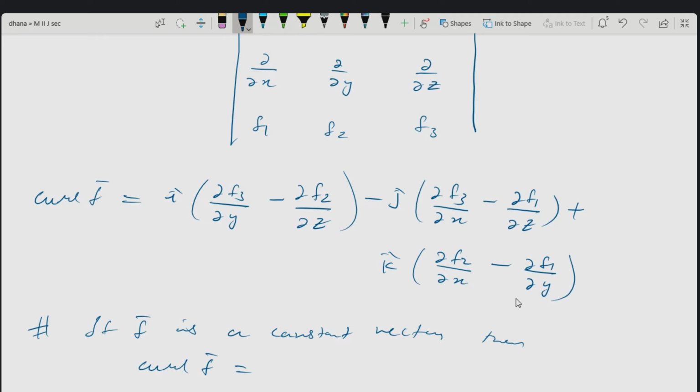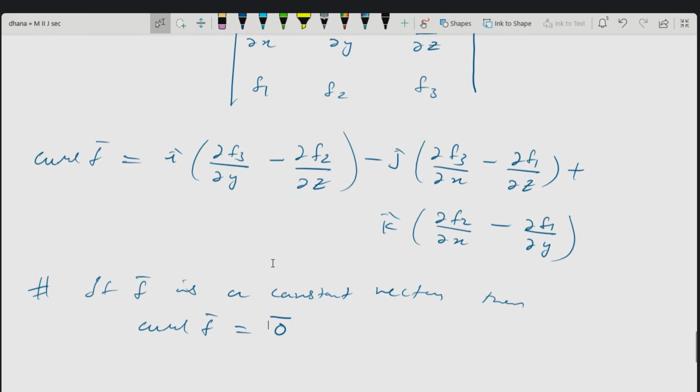What should be curl of f bar? Zero. Zero bar, null vector. Very good. 0 bar you will get, because curl f bar is a vector point function. So instead of just writing 0, a scalar value, you write a vector value. On the 0 you have to put a bar, because curl of f bar is not a scalar value but a vector value.